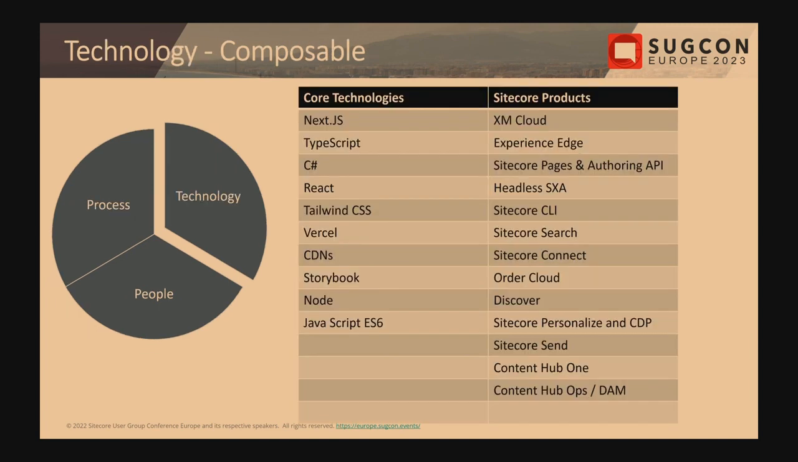Again, there are a lot of new technologies we have to learn, and there are a few technologies we'll talk about in the upcoming slides. Next.js, TypeScript, C# is still going to be there. React, Tailwind, Vercel, Storybook, Node. We'll talk about that in detail in upcoming slides. And then a lot of other technologies like XM Cloud, Pages, authoring API, that's something you will learn as you go.